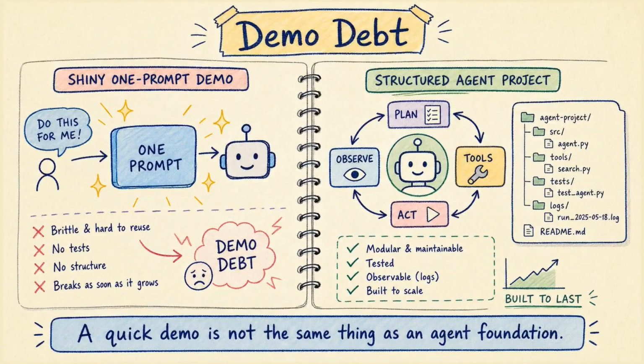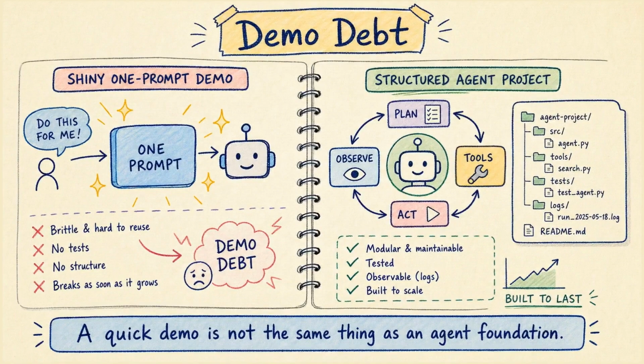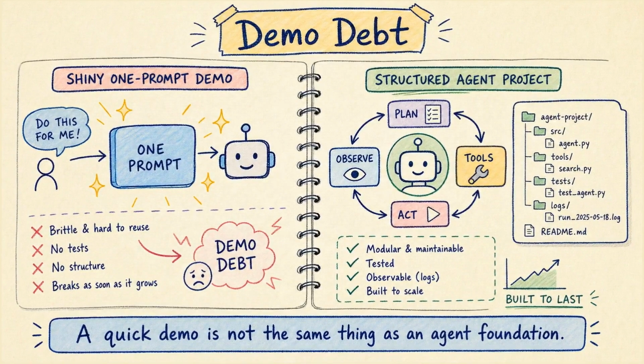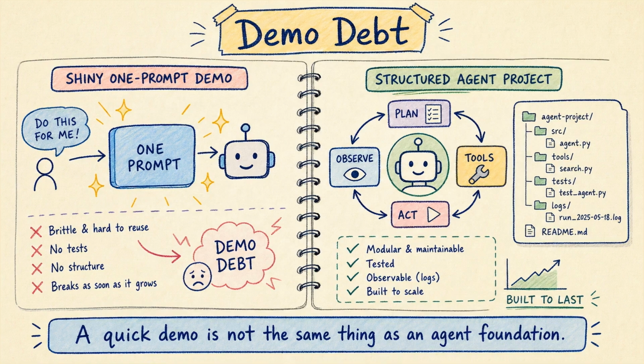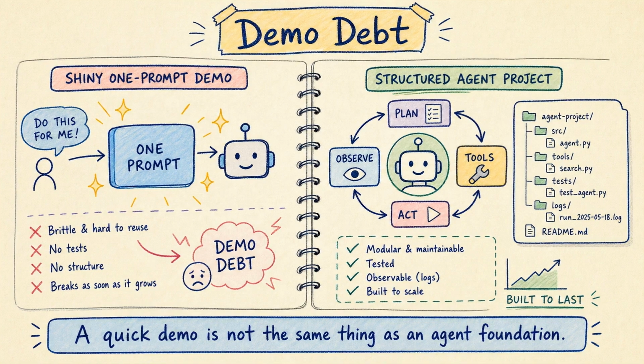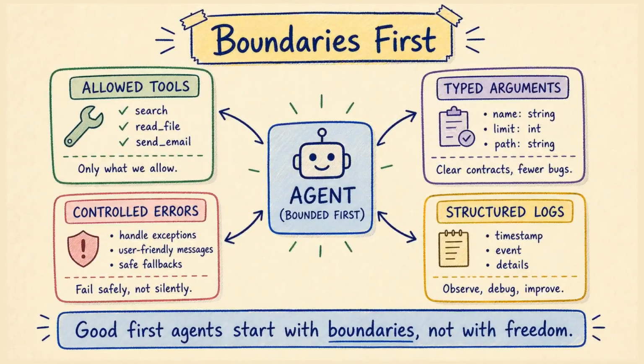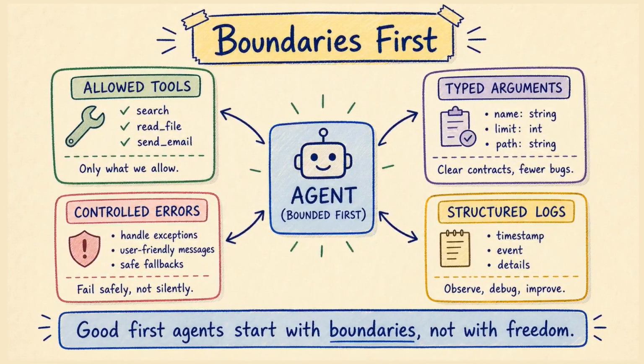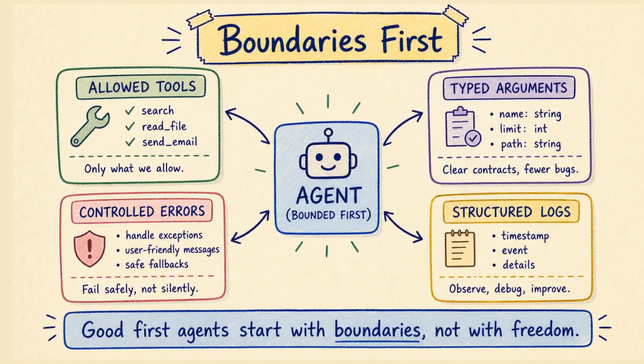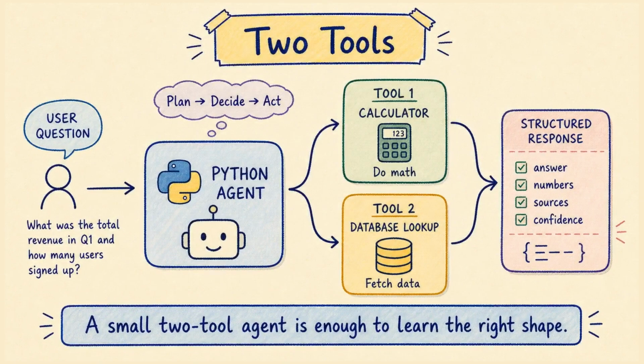Most first AI agent demos stop at a prompt and a print statement. That is enough to impress a room for 5 minutes, but not enough to build something another engineer can run, debug, or trust. A real first agent should already have boundaries. It should know what tools it may call, what arguments those tools accept, how errors return, and how results get logged. In this lesson, we are not building an AGI research project.